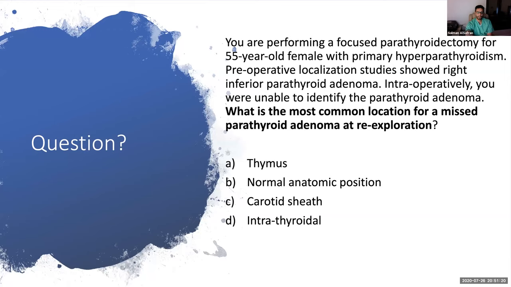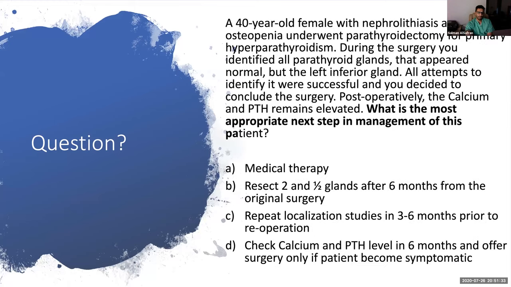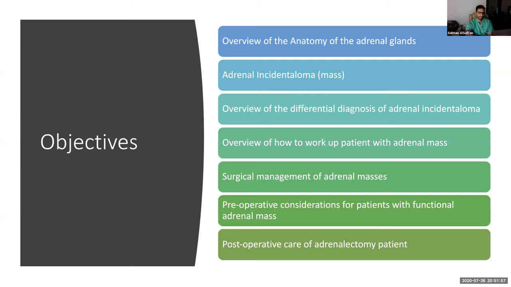Okay, all right, so that concludes the first part of the lecture, and we'll leave those questions toward the end of the second lecture. All right, now we're going to move on to the second part of the lecture, which is basically adrenal incidentaloma. Adrenal masses, there is so much to talk about. I picked one topic that you're going to encounter during your practice, and they like to ask it in the exam. Adrenal incidentaloma.